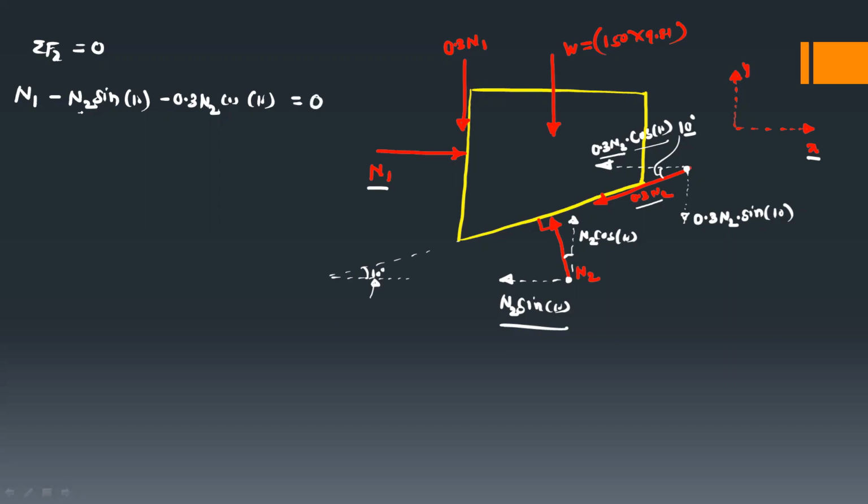From this, just take the common N2 and find out the value of its coefficient. Now use the condition summation Fy = 0.